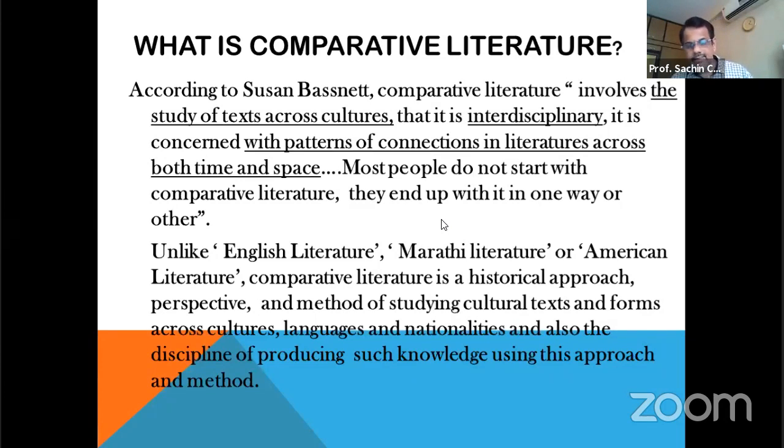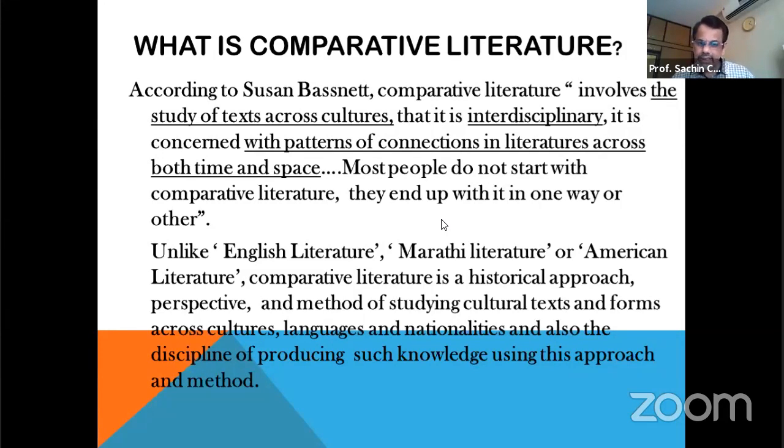And what she adds is very interesting. She says that people do not start with comparative literature. They start out with a certain national literature very often, or you start with a genre, but then you end up with comparative literature. You may select a genre called the novel, but if you probe further, then you will find that the novel itself has a history that crosses languages and it crosses cultures.